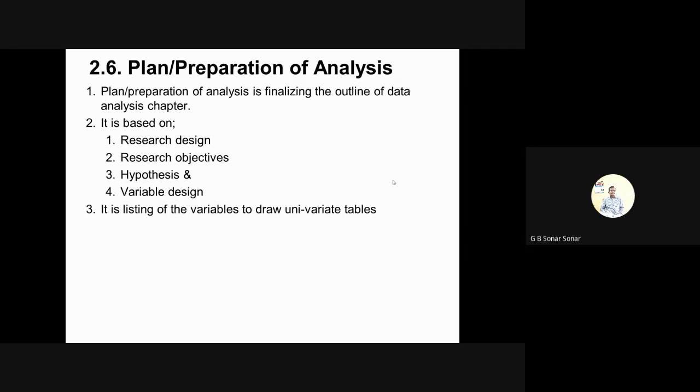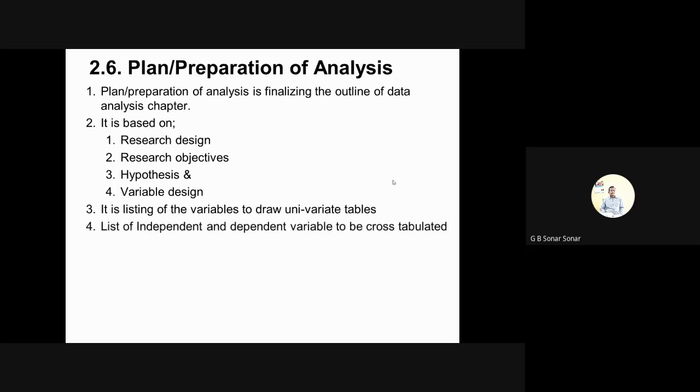It is also listing the variables to draw univariate tables. Suppose in a study there are 50 questions in the tool, meaning 50 variables. Out of 50 variables, which variable or which question is to be drawn in the form of a univariate table? The numbers of those questions or variables should be listed.